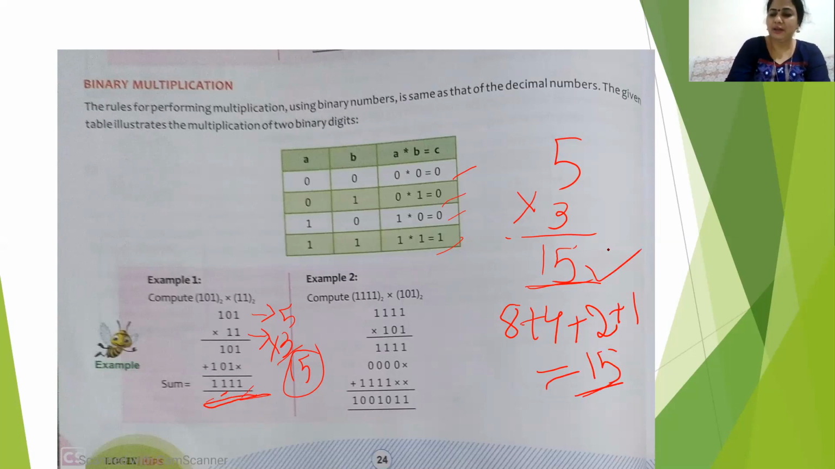I am doing it again on the whiteboard. You just look at here, the number I am explaining on the whiteboard.